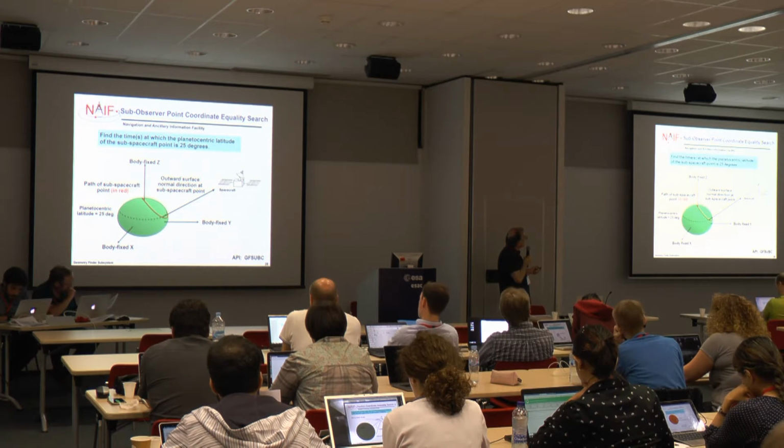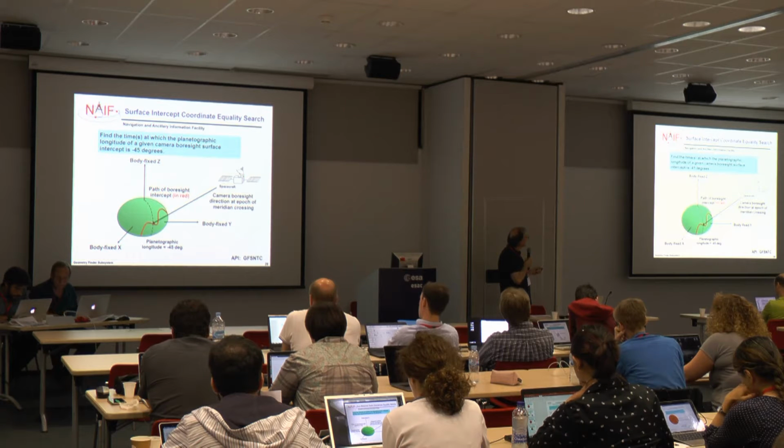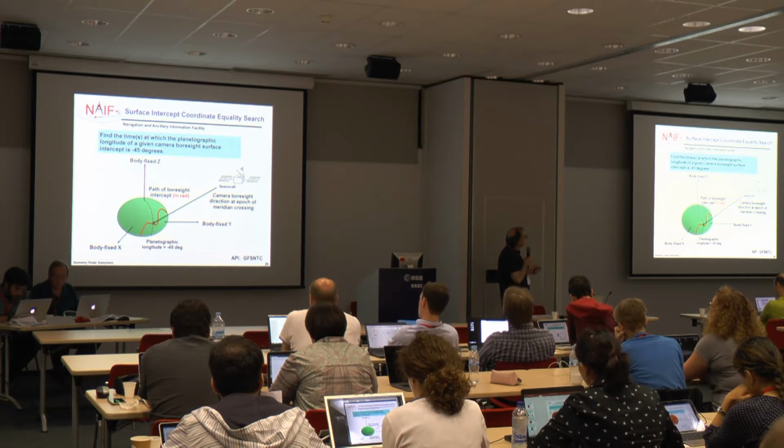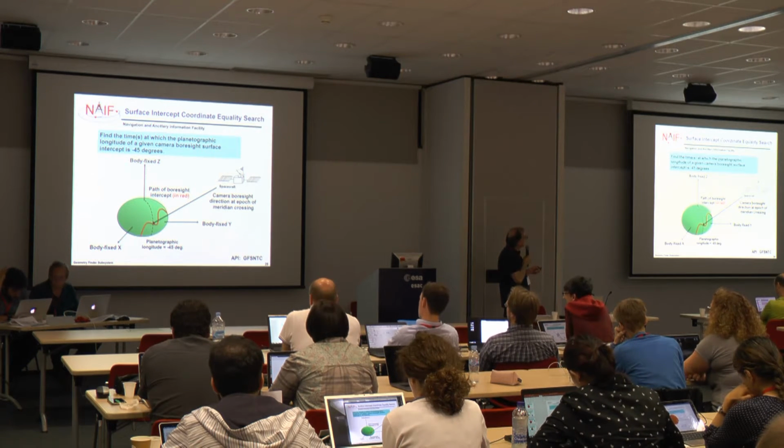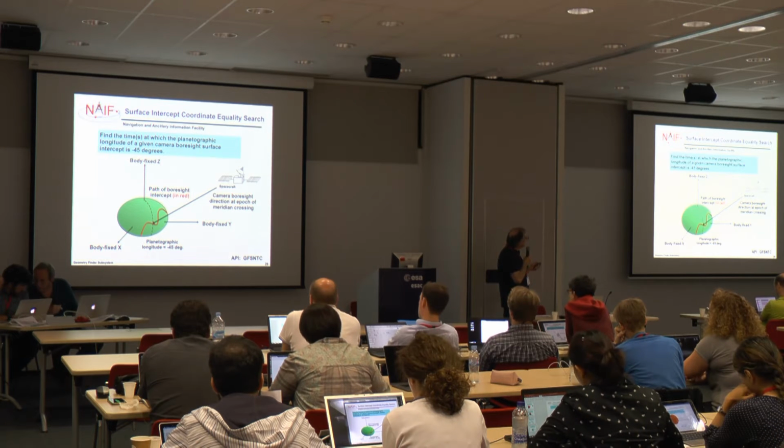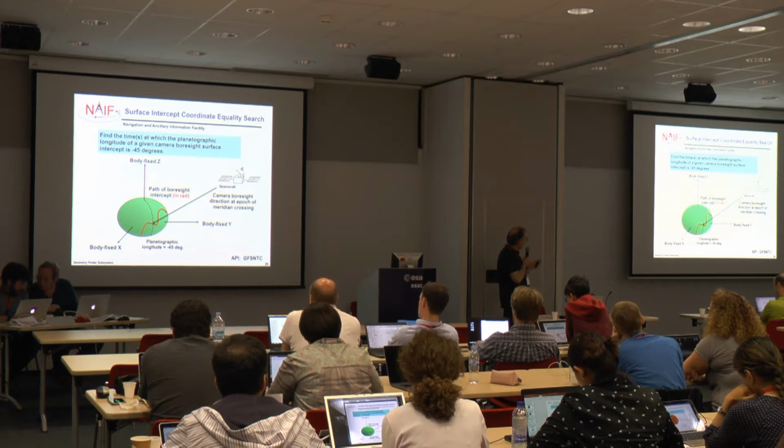Find times when the planetocentric latitude of the sub-spacecraft point is 25 degrees. That's a case of equality search. Find times in which the planetographic longitude of a given camera boresight intercept is minus 45 degrees. Another test for exact equality.